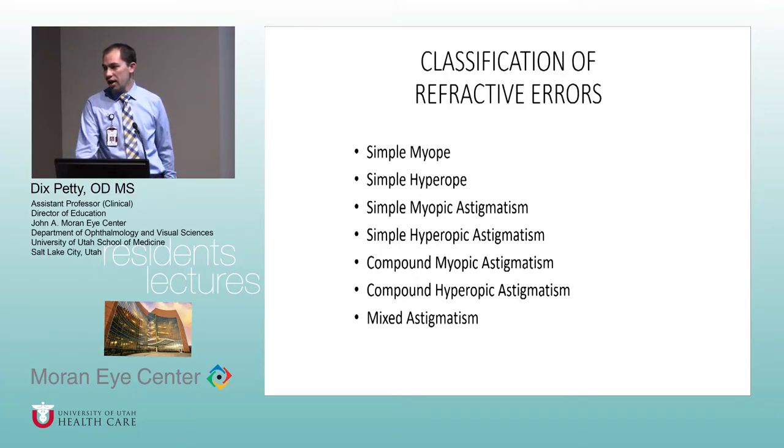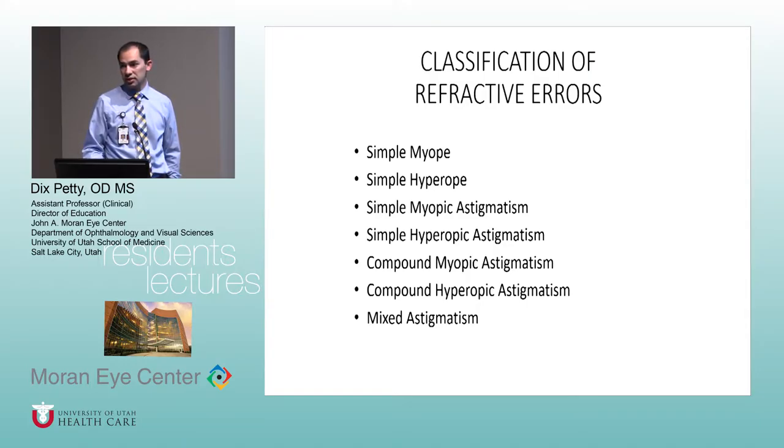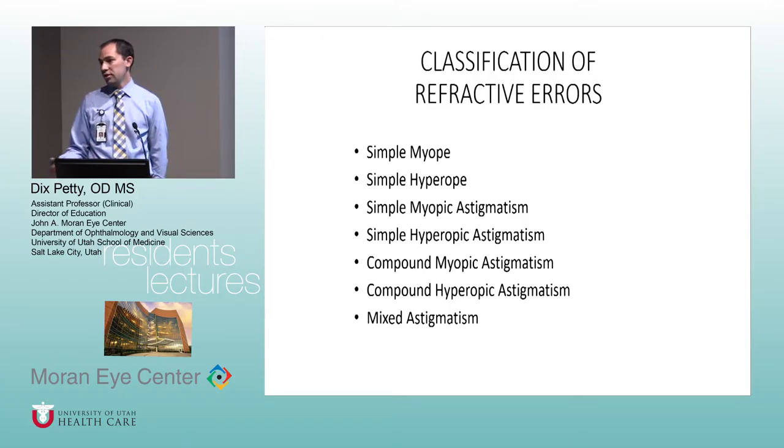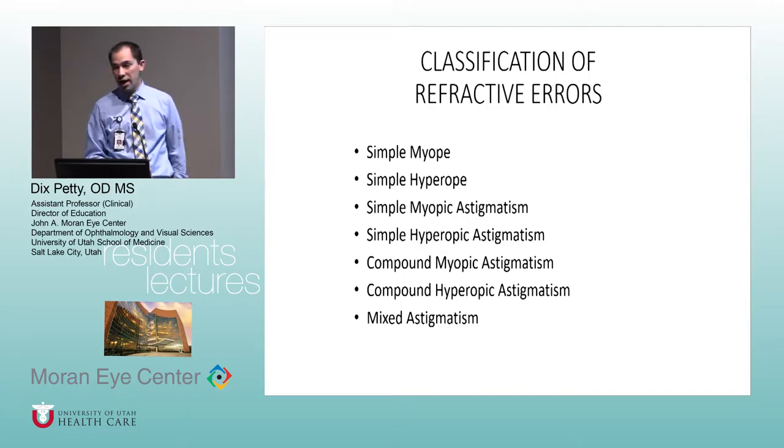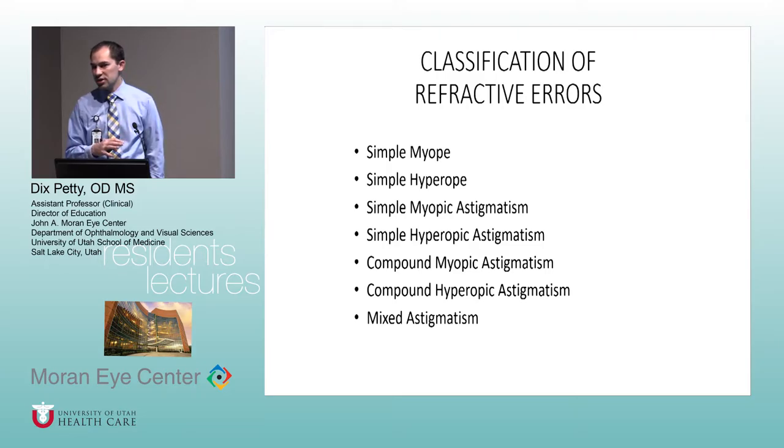Is there one image? Is there two images? Yeah, exactly. So there's no cylinder in that prescription. They're like a -3 myope, so the image is focused in front of the retina. Simple hyperope would be a +3, behind the retina. What about simple myopic or simple hyperopic astigmatism? I'll show pictures of these in just a second.